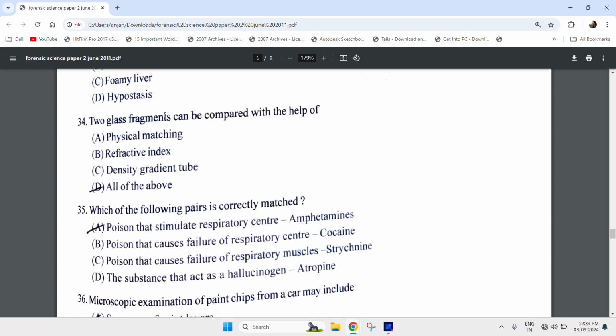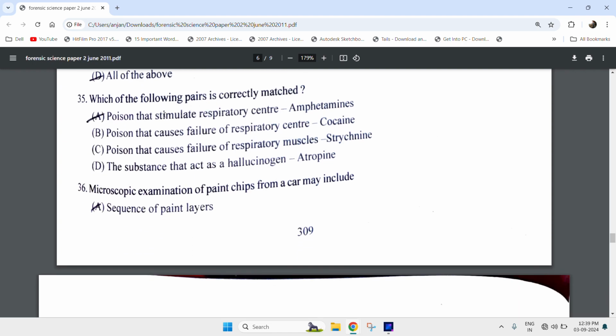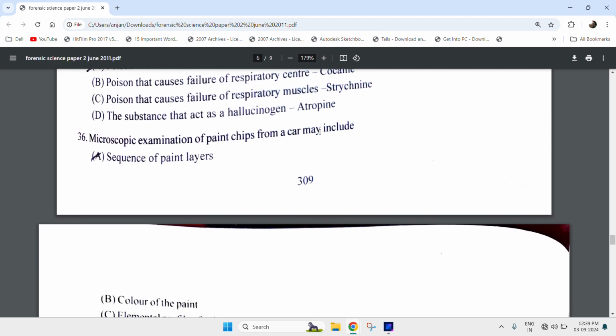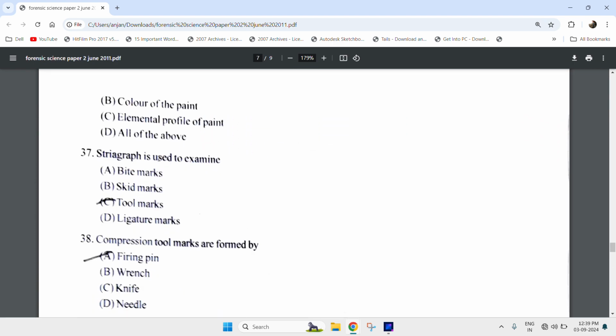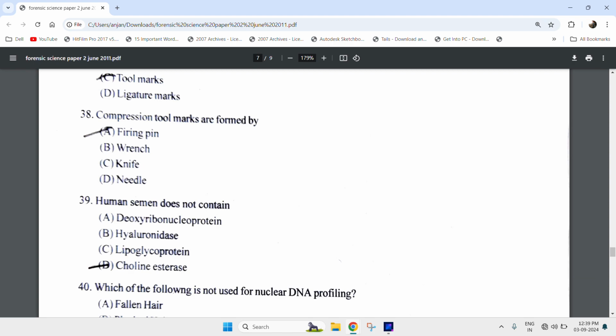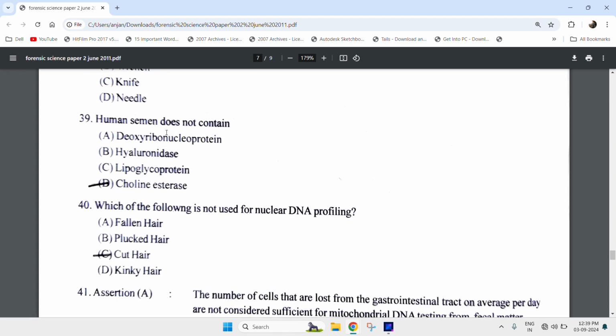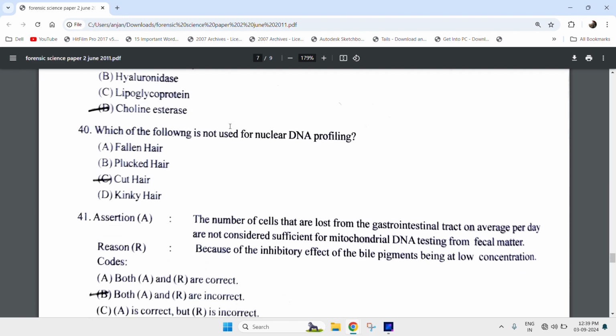Two glass fragments can be compared with the help of physical matching, refractive index, density gradient tube, all of the above. Which of the following pairs is correctly matched? Poison that stimulates respiratory center, amphetamines. Microscopic examination of a paint chip from a car may include the sequence of paint layers. A stereo microscope is used to examine tool marks. Comparison of tool marks formed by firing pin. Human semen does not contain cholinesterase.